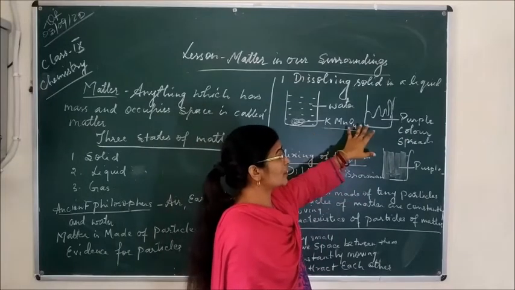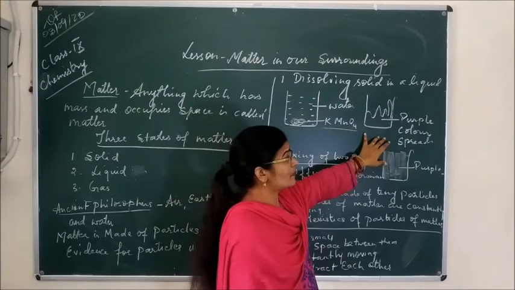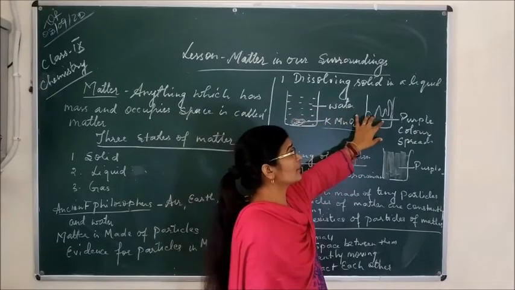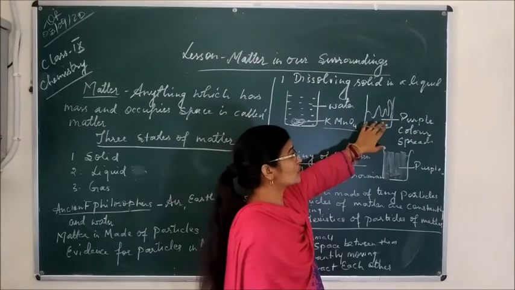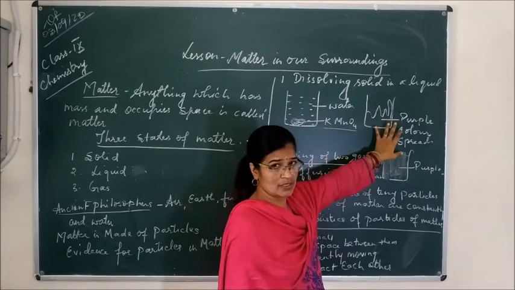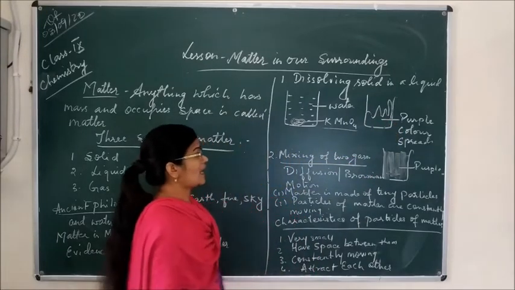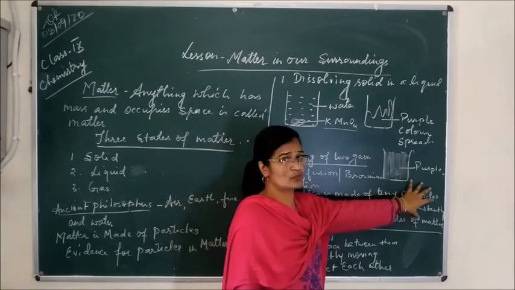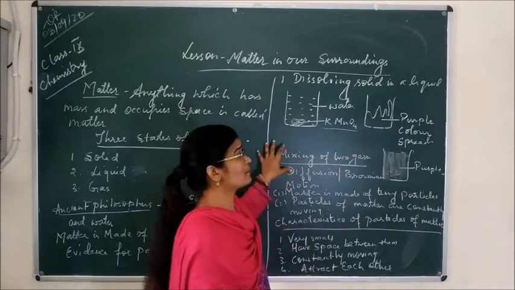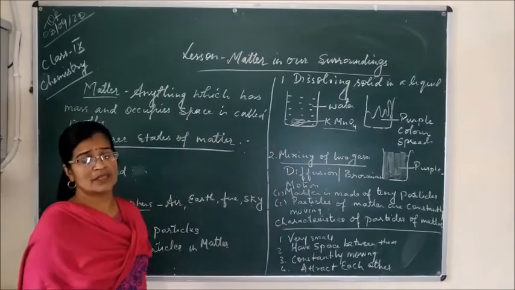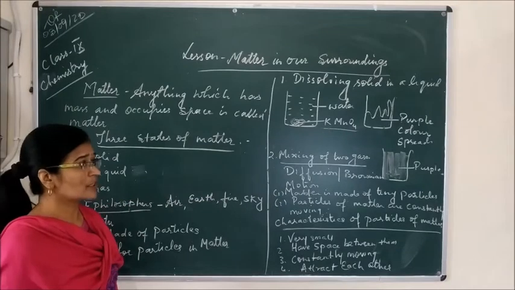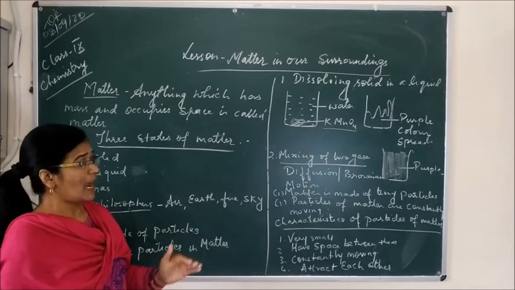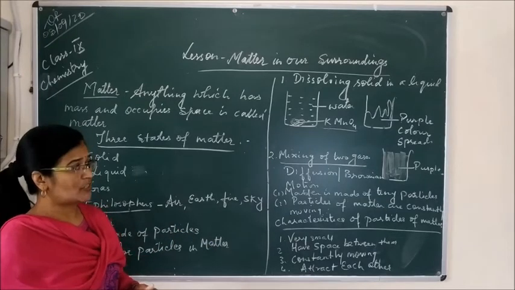So slowly and slowly, due to diffusion, the particles of potassium permanganate get mixed with the water, and slowly the color of the water turns purple. And after some time, the whole water changes into purple color. So this is the Brownian motion, or we can also say it is the process of diffusion. Diffusion means mixing of two particles together. Here one is the particles of water and the other is the particles of potassium permanganate.